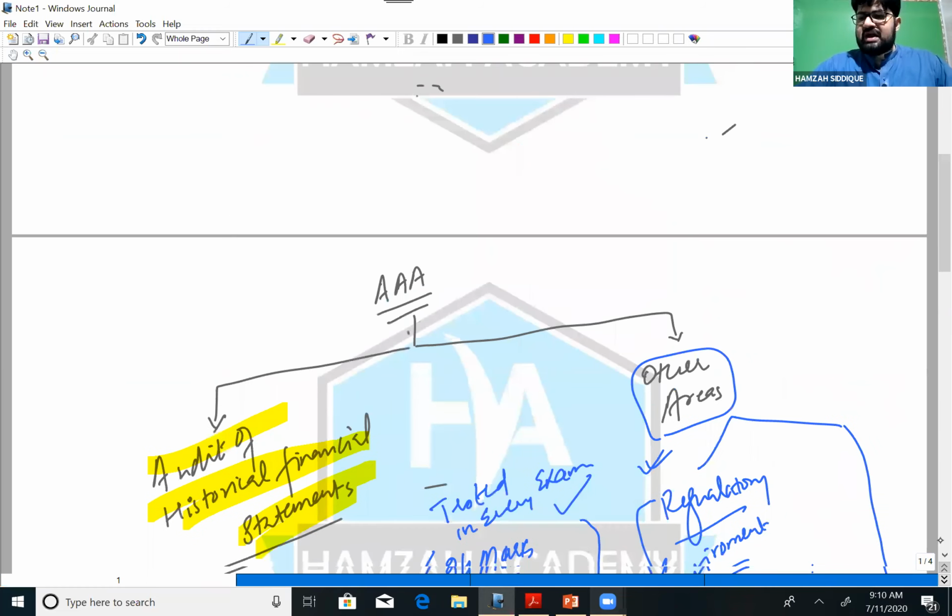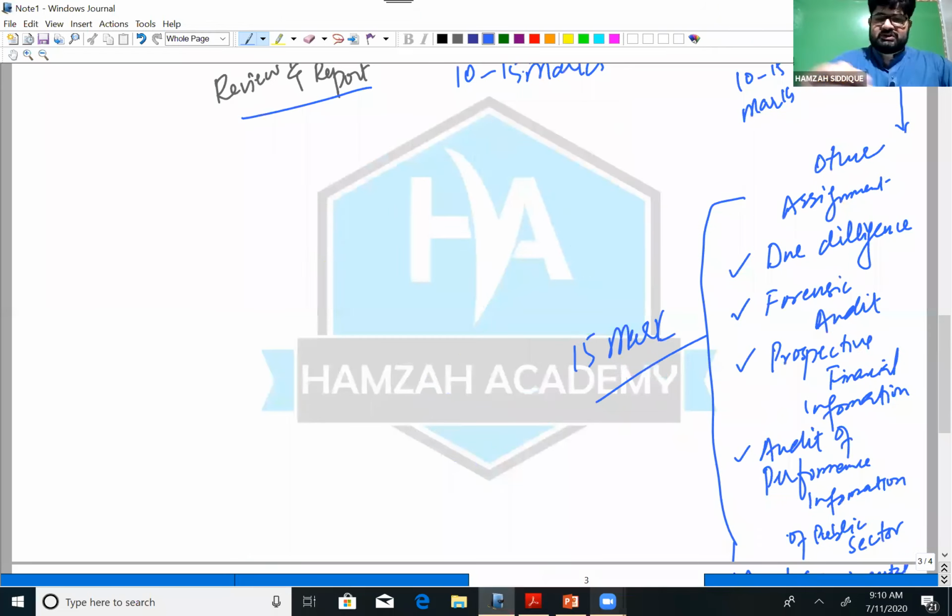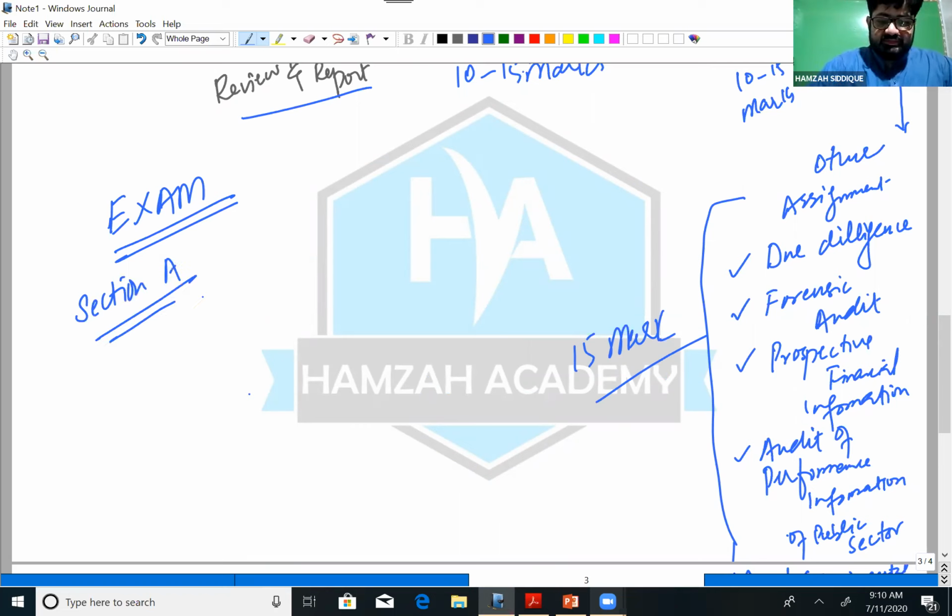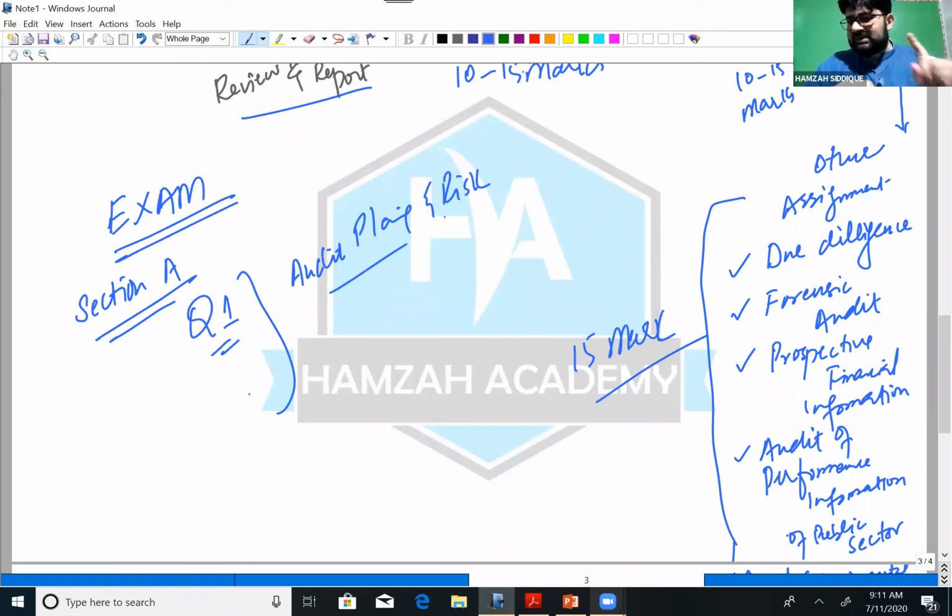Let us talk about your exam structure. Your exam structure is like this. Section A is a big case study. Question number one is a long case study in which the areas normally are audit planning and risk assessment. One question from here is a must. Plus other parts may be audit procedures, maybe ethics, or any other part.